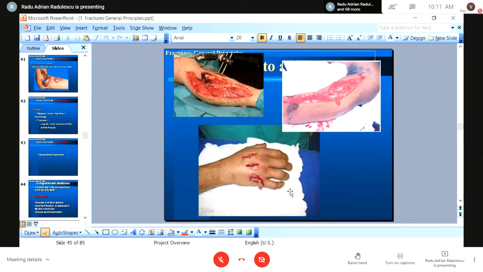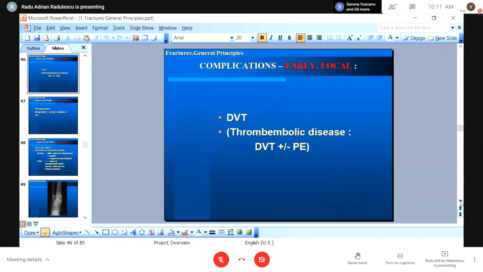It may appear, usually, in the leg or in the forearm. These are the most frequent parts where we can get this compartmental syndrome. We can see the leg here and the arm here that were incised in order to release the soft tissues.